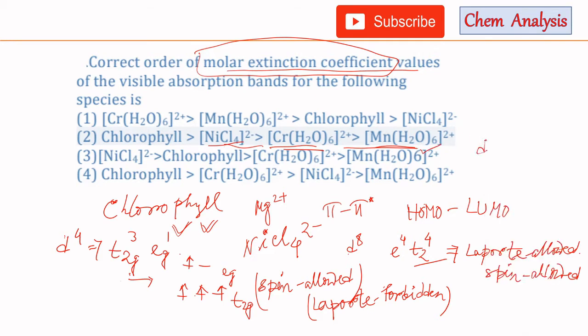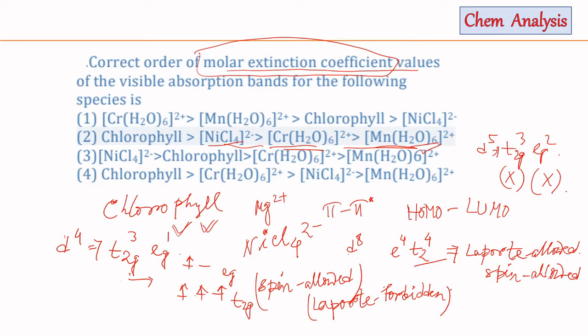It is a d5 system, that is t2g3 eg2, and it is both Laporte forbidden and spin forbidden. So, the molar extinction coefficient for Mn(H2O)6 2+ will be the least among the given complexes.